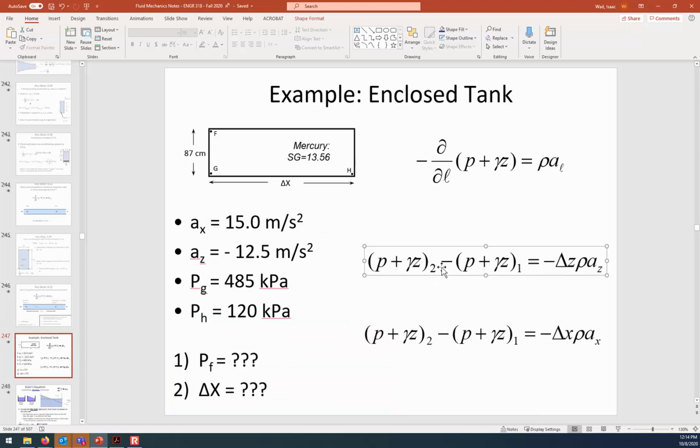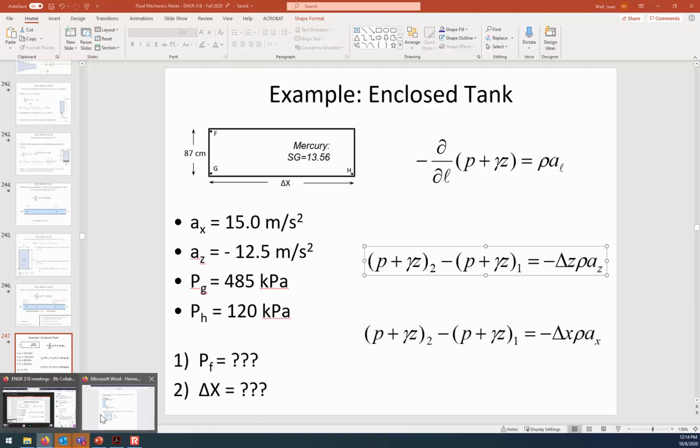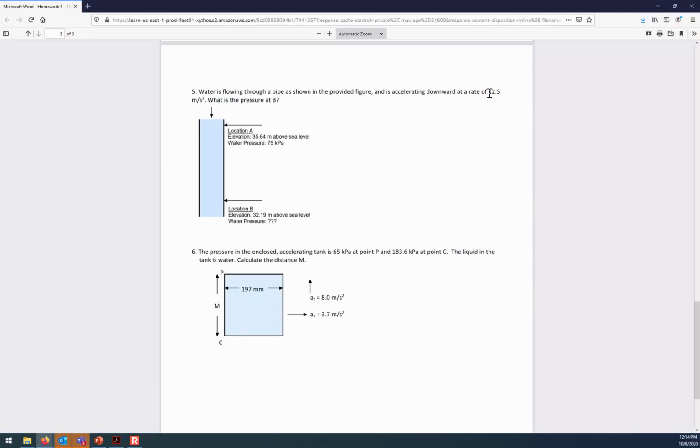vertically. So this equation shows you that instead of delta x, you substitute in delta z. And instead of acceleration in the x direction, you have acceleration in z. On the homework, it tells you the acceleration is downward at 12.5 meters per second squared. So your acceleration in z is minus 12.5. And then the elevations are given, the pressure at A is given, but the pressure at B is unknown.